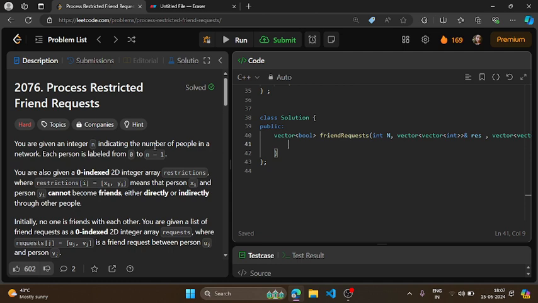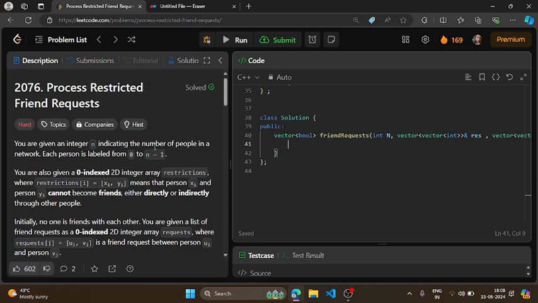Now we are given a 2D array restrictions, where restrictions[i] is a vector of 2 elements, which simply means person X cannot become friends with person Y. Or the opposite, person Y cannot become friends with person X, whichever suits you. So either directly or indirectly. Now, what do they mean by saying indirectly?